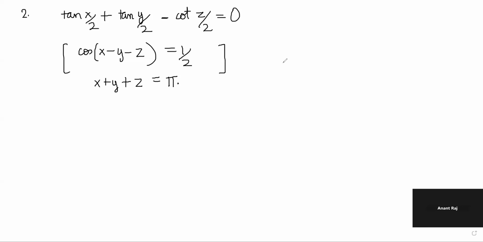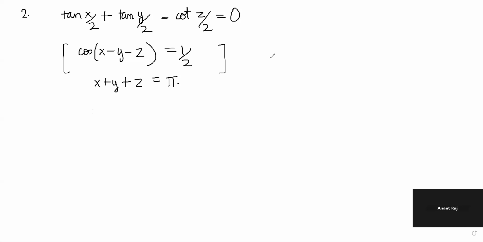From there we will get x minus y minus z equals 60 degrees. Why not minus 60? Why can't it be minus 60 degrees? Why can't it be the fourth quadrant? Cos is positive in the first and fourth quadrants. Yes. Why can't it be minus 60? It can easily be minus 60, and this is not the way to solve the problem. You don't have to take specific cases.